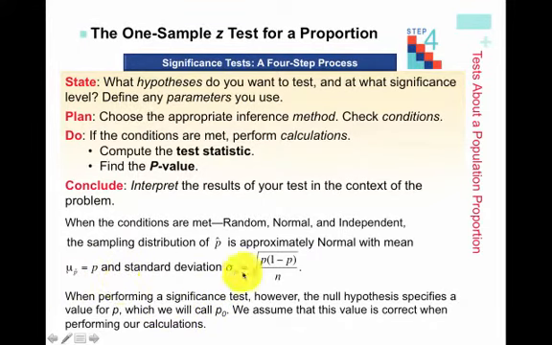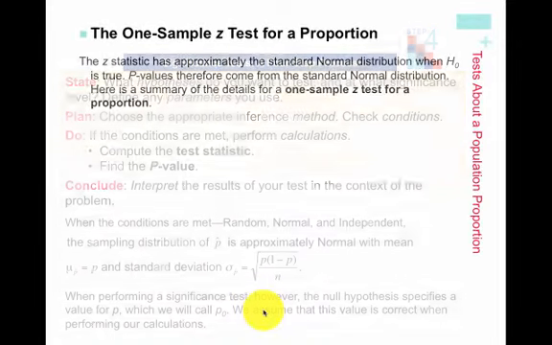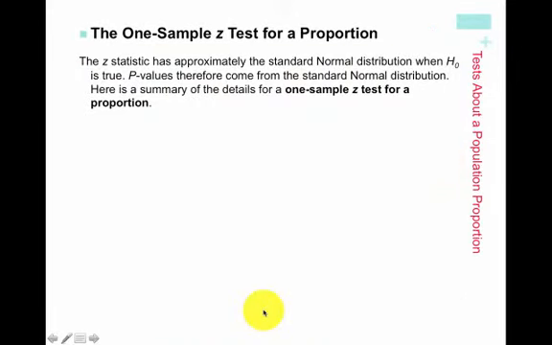When performing a significance test, we're going to use slightly different notation. The null hypothesis specifies a value for p. Remember, we don't actually know p. We're making a claim that p is something. So the correct notation we should use would be p sub 0, p naught, in place of these p's right here. We're assuming that this value is correct when performing our calculations.